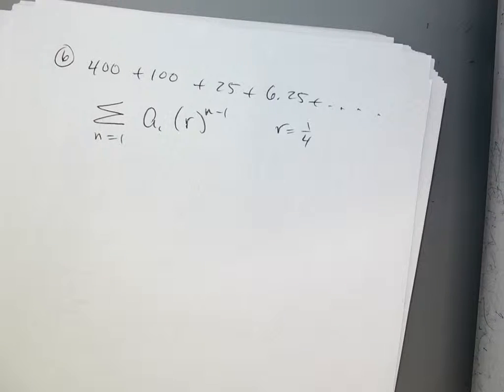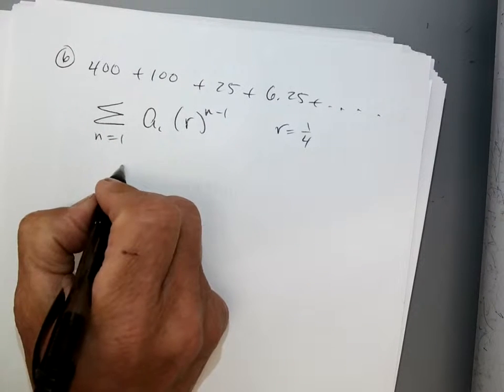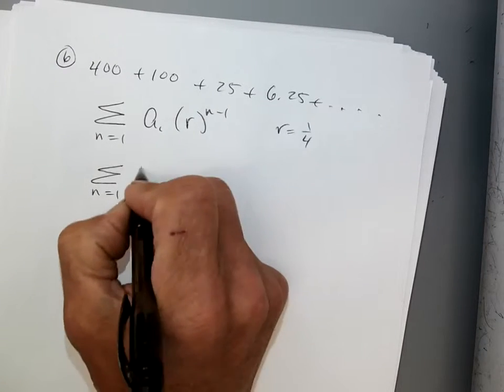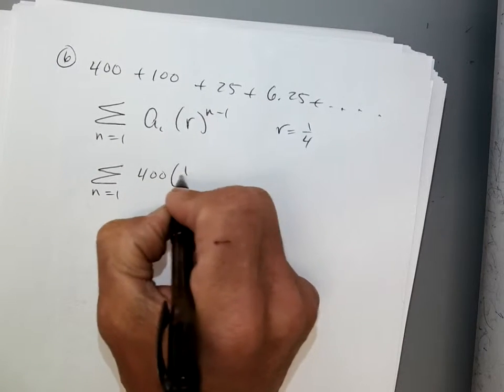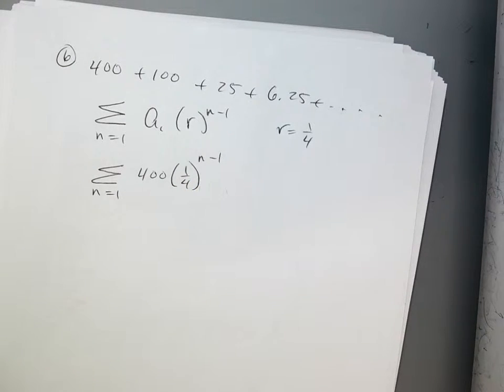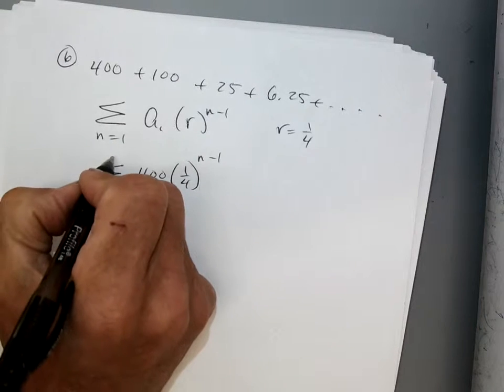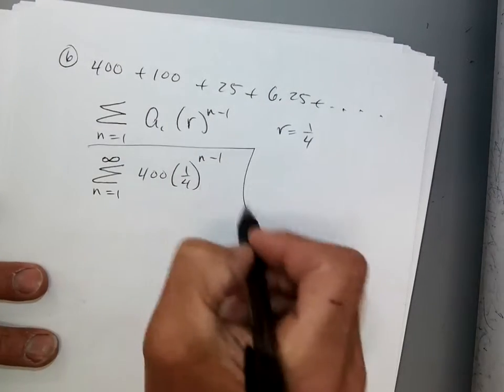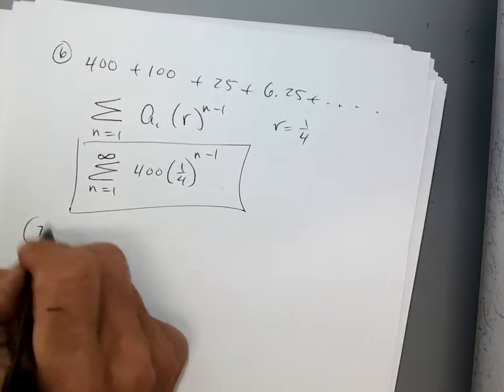This one should be super easy because watch, we're just going to go like this. N equals 1. We're going to go 400 times 1/4 to the n minus 1. And we know how many terms. Dot, dot, dot, dot. We're just going to put an infinity on top of here. Kaboom. Done.